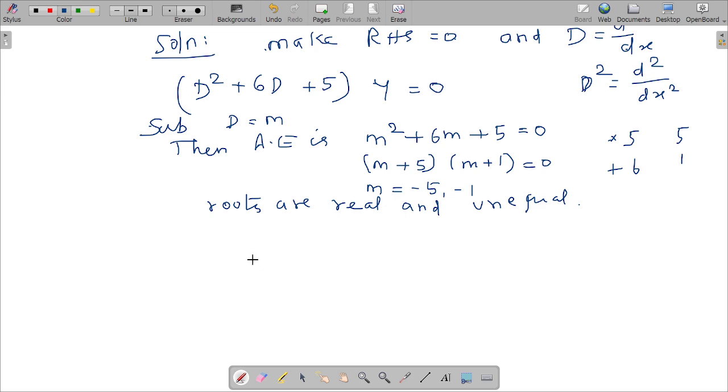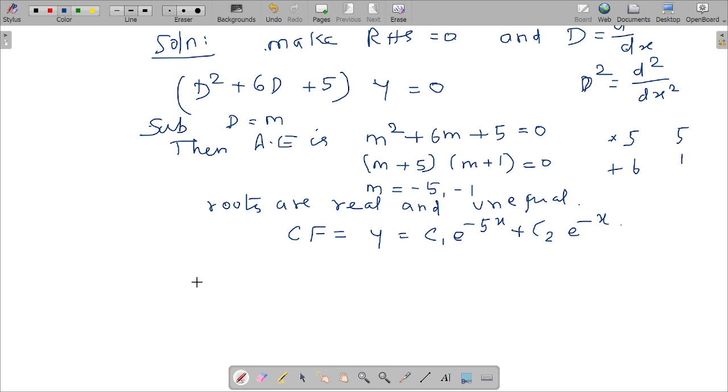Am I audible? Yes, sir. Okay. Then the complementary function, when the roots are real and unequal, how can we write that? y equal to c1 e power minus 5x plus c2 e power minus x.